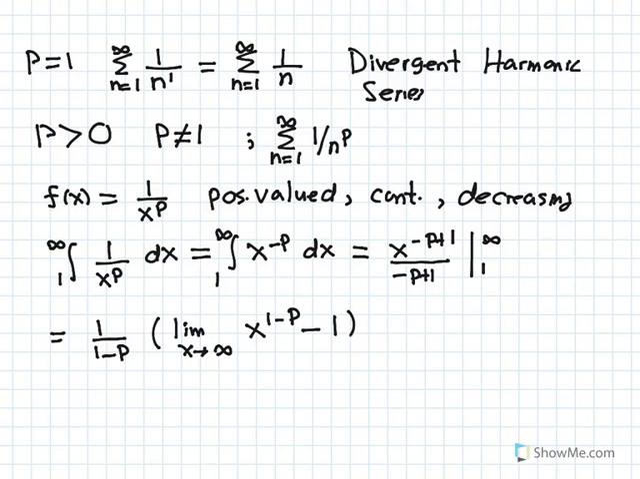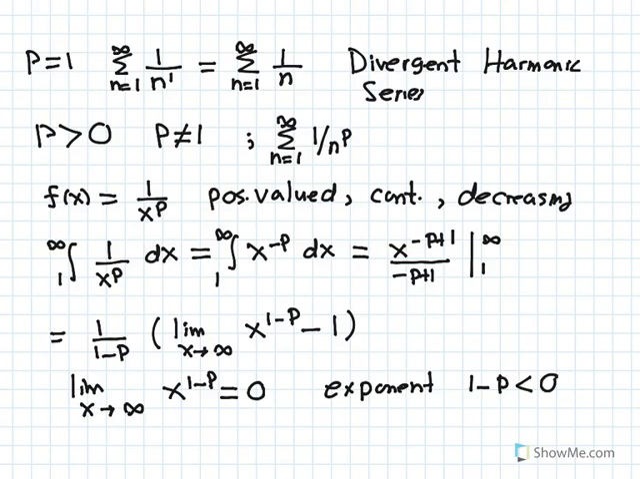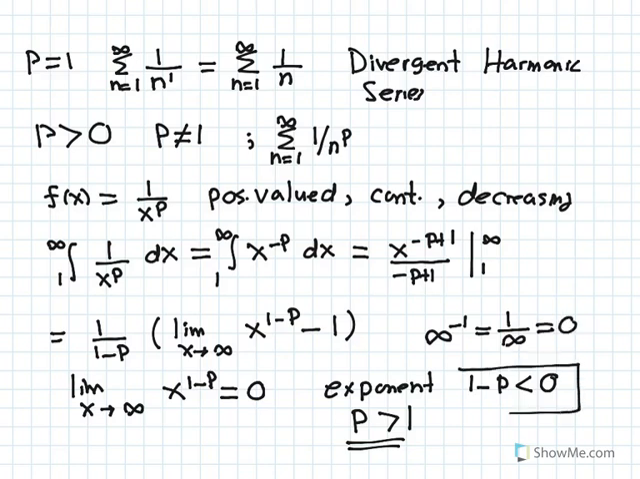That's just 1. Now, notice that the limit as x approaches infinity of x to the 1 minus p will be equal to 0 if the exponent 1 minus p is negative, or equivalently, when p is greater than 1. So notice, if you have infinity to the power of negative 1, you get 1 over infinity, and that's going to be equal to 0. So when the exponent is negative, x to the 1 minus p will be 0.